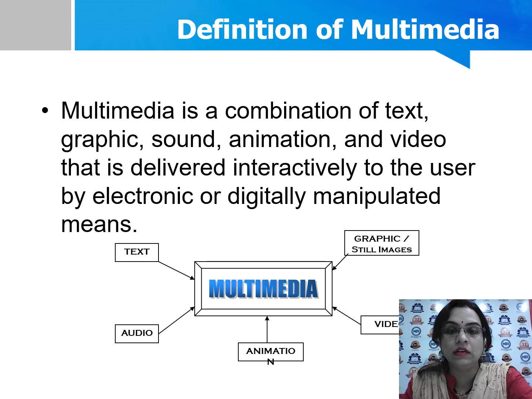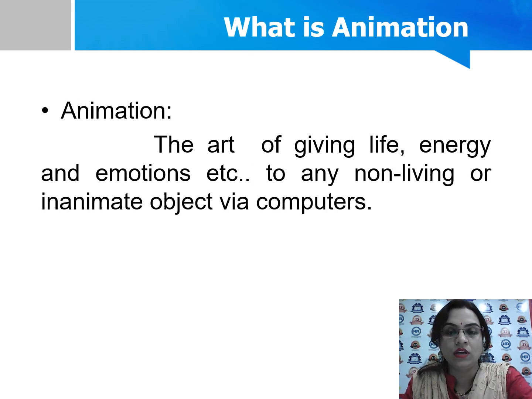Here is the diagram of multimedia shown, which includes 5 elements of multimedia, that is text, audio, animation, video, and graphics or still images. Now let us see what is animation. Animation is nothing but the art of giving life, energy and emotions to any non-living or inanimate objects by using computers.